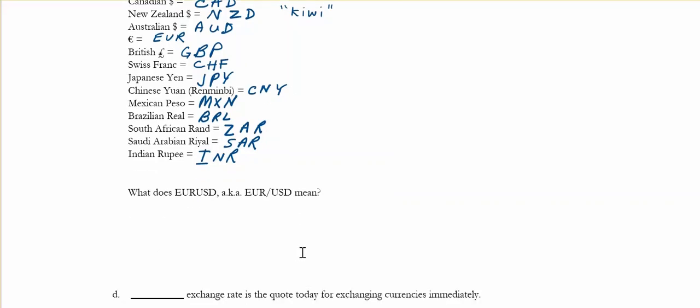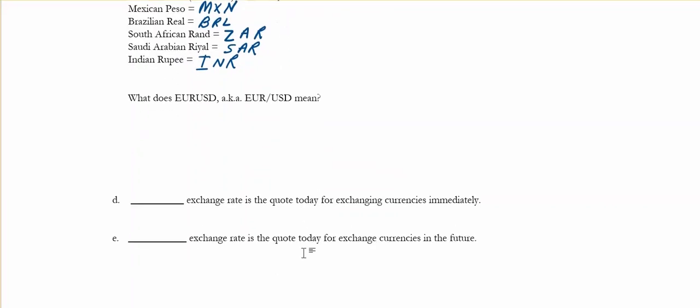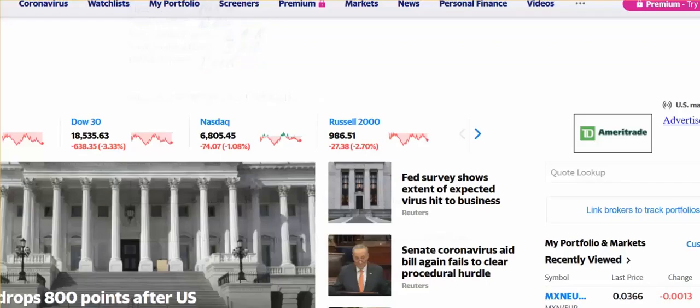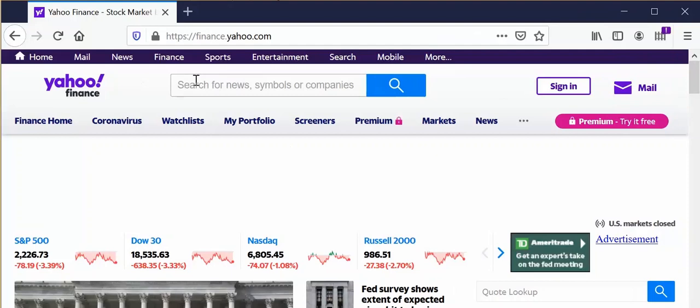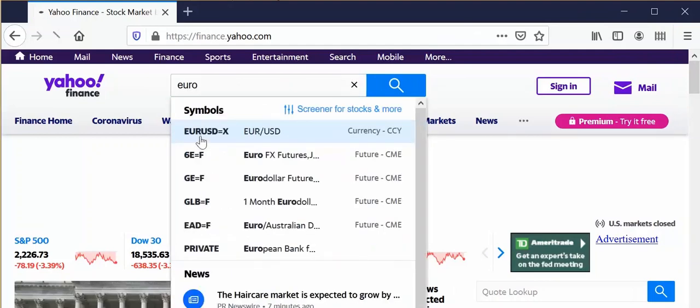Now, one other thing I need to address is that if you go to look up a currency, you will typically see them represented like this. You might think that you would read EUR/USD as the number you will see being euros per US dollar, but it's actually the reverse. Let me just show you. Let's look up the euro. We see EUR/USD.